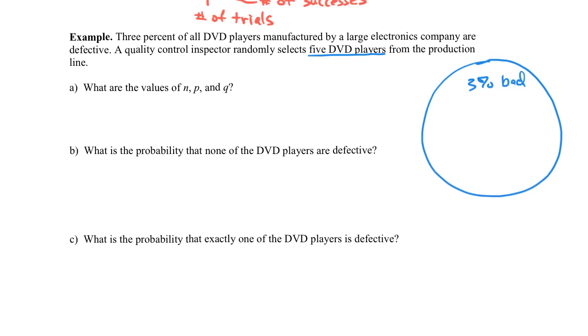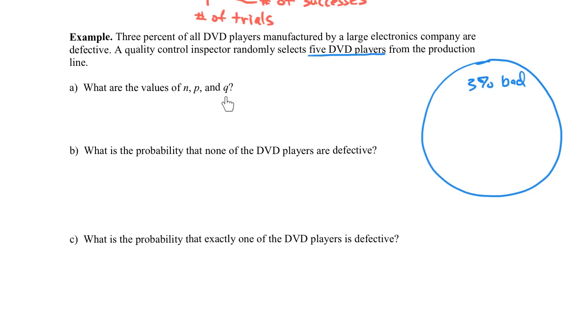So when it comes to finding values of N, P, and Q, well, P and Q really are interchangeable. You could pick P to be 3% or Q to be 3% in this case, and then you would just have to reverse them. If P is 3%, then Q would be 97%. Or if you let Q be 3%, then P is 97%.